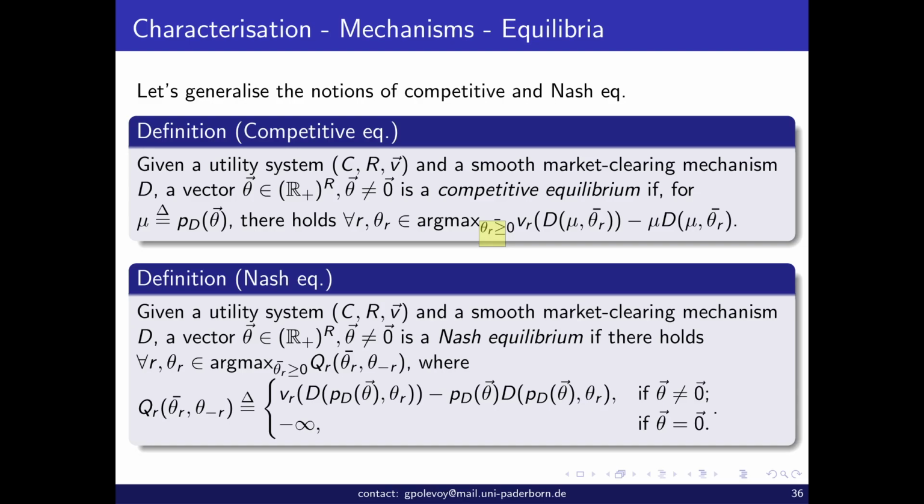So in both cases, the price is determined by the theta. But the optimality is determined when we compare what we have for various theta r's. And when I look at other theta r's, I assume that it does not change the price, whereas here, in the case of Nash equilibrium, where I look at other theta r bars, I assume that it does influence the price.